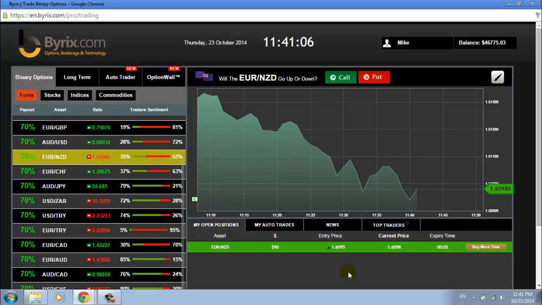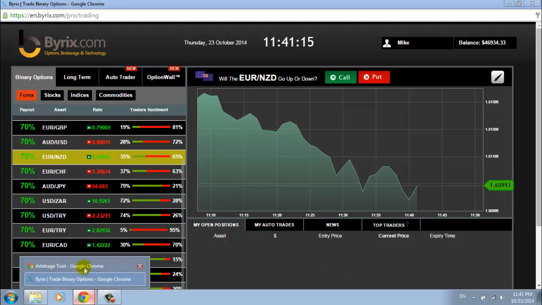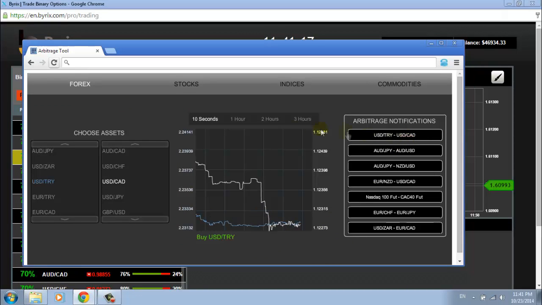Three seconds left for that trade. And it's a profitable trade after all. All right, so we didn't get to the fourth trade. The arbitrage trading tool is very, very accurate. So most of the time you don't get there. Okay, let's open the tool again. We got a new one, United States dollar against the Turkish lira.